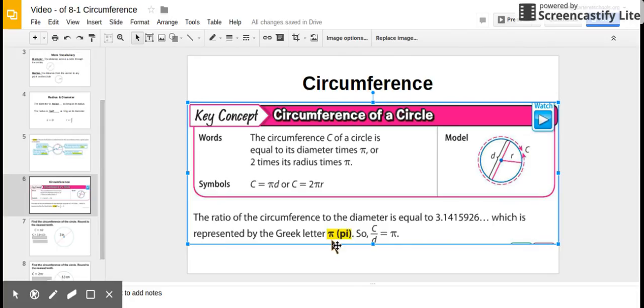All right, let's talk about pi for a second. Pi is the ratio of the circumference to the diameter, okay? The ratio of the circumference to the diameter is 3.14 for every single circle there is. If you did the circumference divided by its diameter, you will always get 3.1415926, and so on. All right, that's pi. That's where pi comes in.